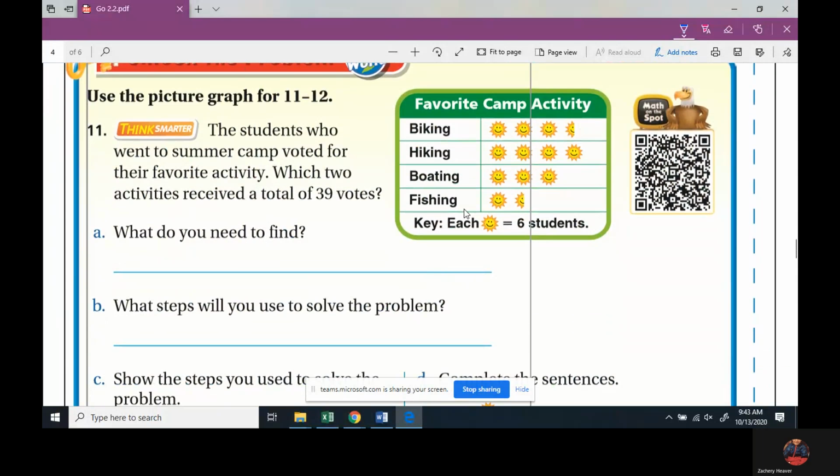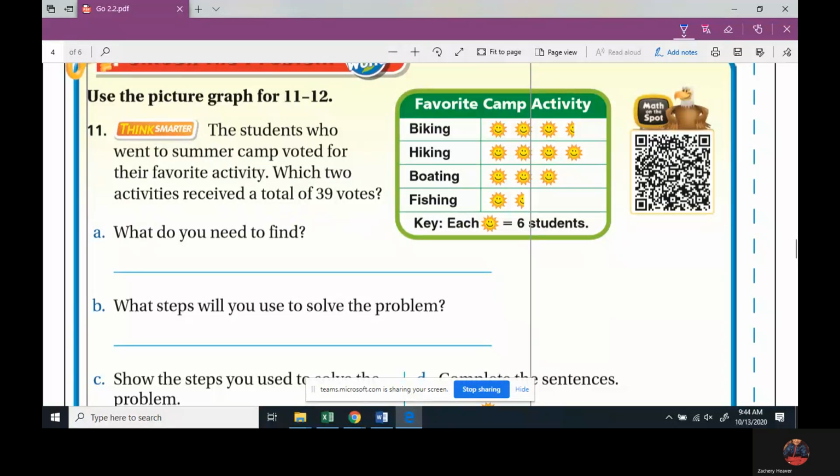All right, number 11. We're going to use this favorite camp activity. What does each sun stand for, Cortland? So what would a half a sun stand for? Hold on. Oh, wait till after this. Yeah, you're right. Okay, we'll figure something out. So Cortland, how many students went biking, if the sun stands for 6 and a half stands for 3? Anybody try to figure that out. That's a big one. Who thinks they can figure out this chart?